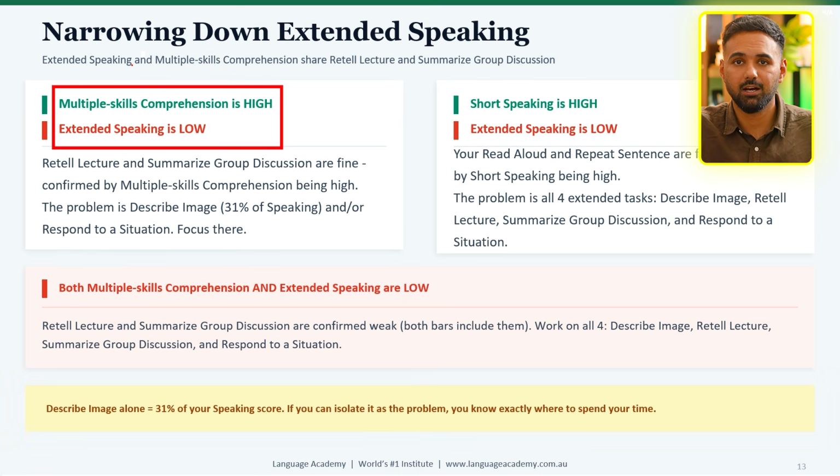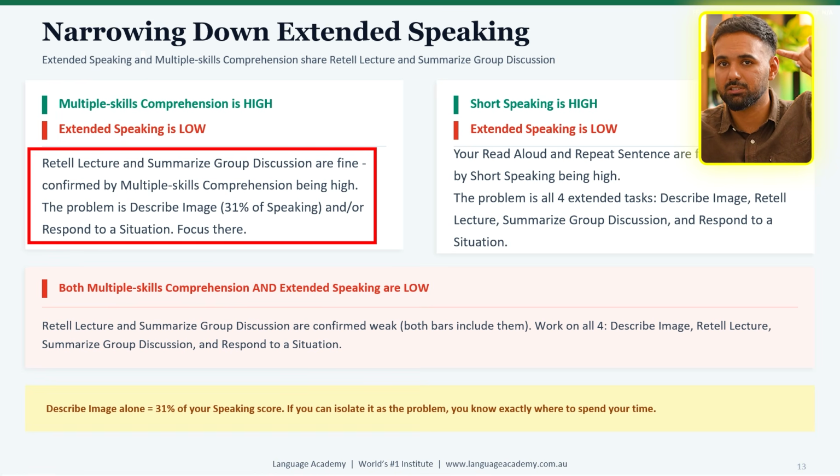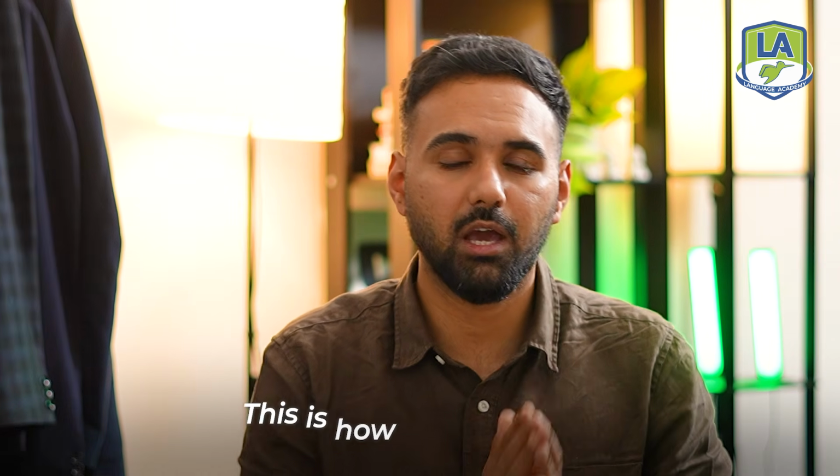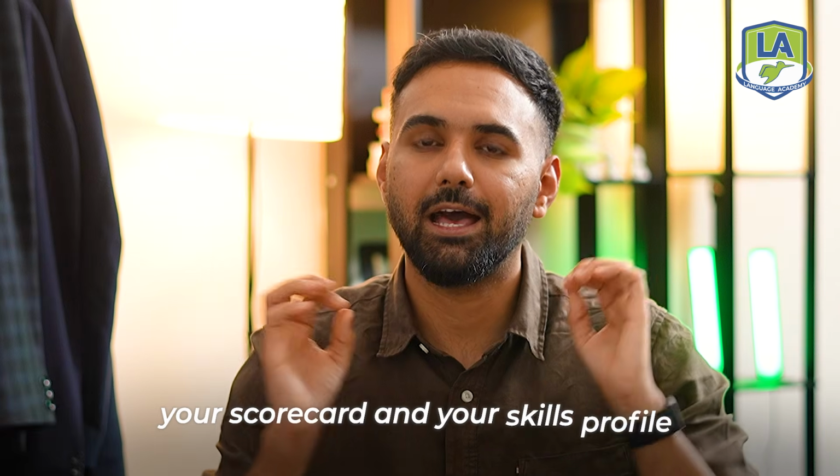My multiple skills are high but extended speaking is low, which means I've done well in read a lecture and summarize and group discussion, but not in describe image and respond to situation. My short writing is low, where I've lost points in write from dictation. This is what you need to use. This is how you diagnose your scorecard and your skills profile and get to know where you have lost points.